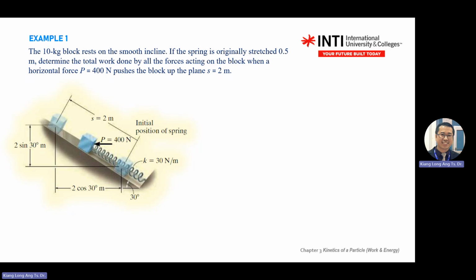So this question already gives you the y position and x position. You can either use this position, or you can split all the forces along the axis, along the surface, by using the full 2 meters if you want. Because once you split the force, you can see one goes perpendicular to the surface and another one goes parallel with the surface. There are two ways of solving this one.